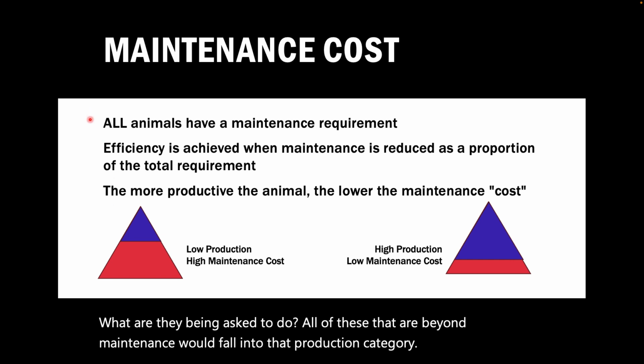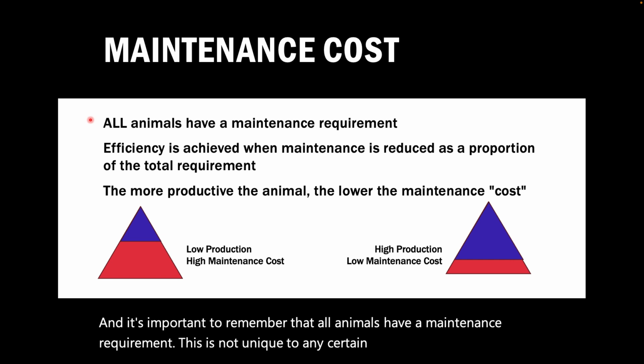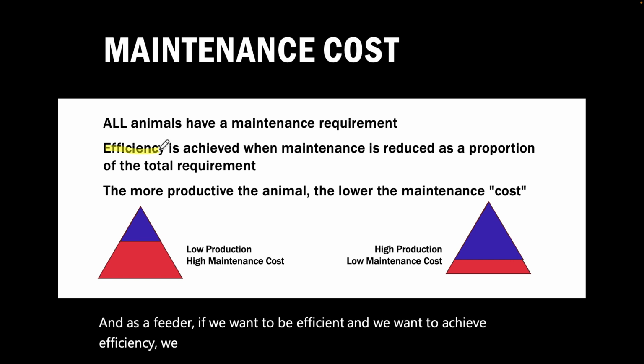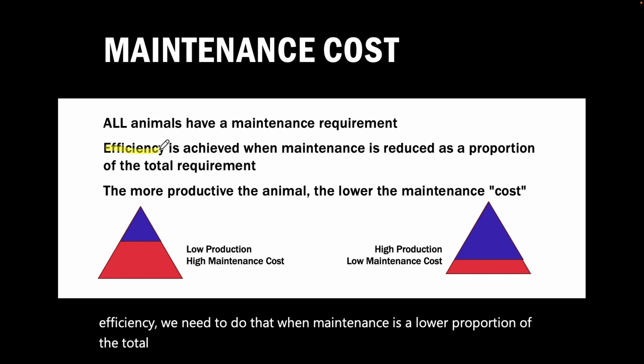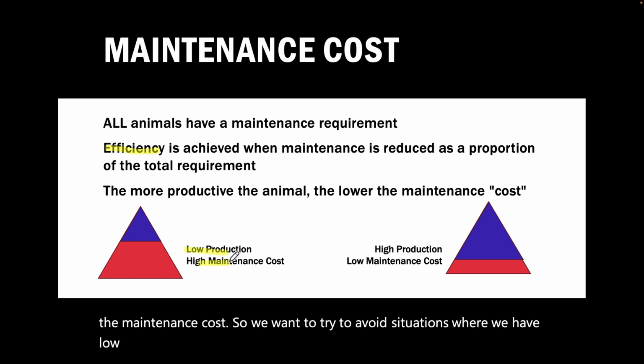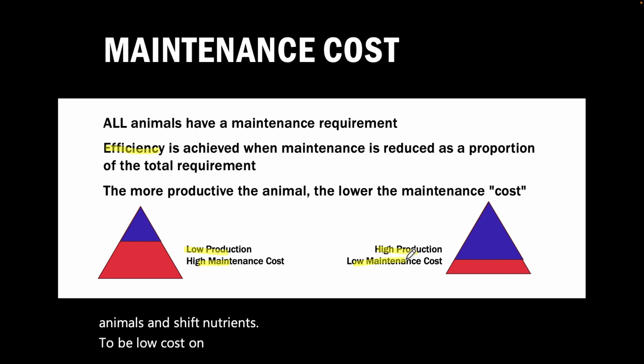And it's important to remember that all animals have a maintenance requirement. This is not unique to any certain kind of animal. And as a feeder, if we want to achieve efficiency, we need to do that when maintenance is a lower proportion of the total requirement. So the more productive the animal, the lower the maintenance cost. So we want to try to avoid situations where we have low production and a high maintenance cost. And we want to try to shift animals and shift nutrients to be low cost on maintenance and higher production.